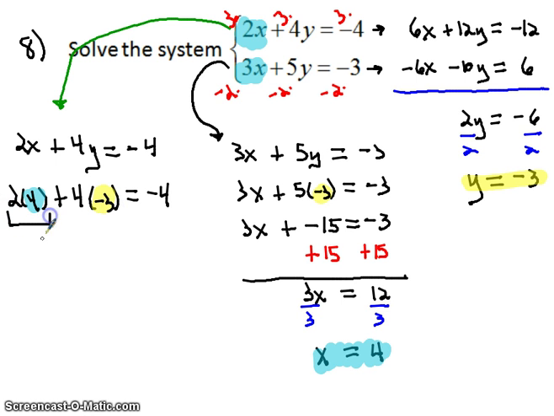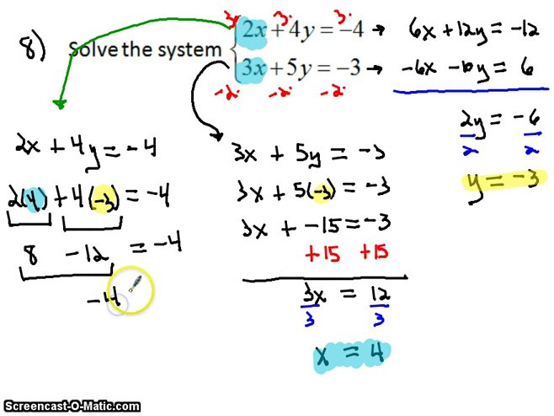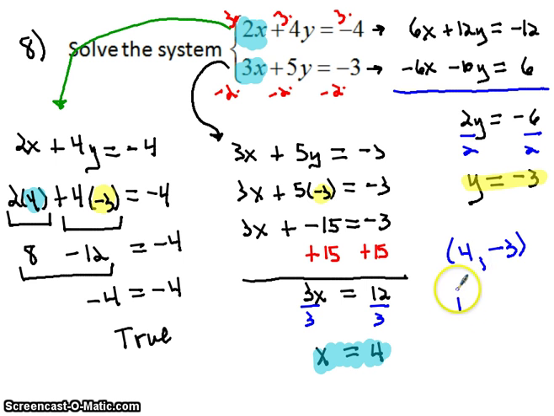I will now follow my order of operations. 2 times 4 is 8. Positive 4 times negative 3 is negative 12. 8 and negative 12 make negative 4. And I get a true statement. So the value of 4 for x and negative 3 for y also works in the top. So I can write at this point that 4 for x, negative 3 for y as an ordered pair, 4 comma negative 3 is the solution.